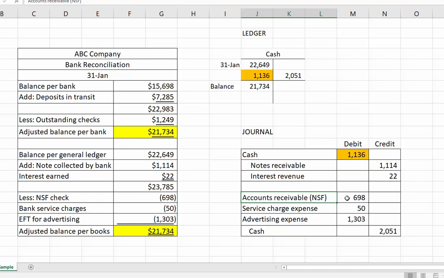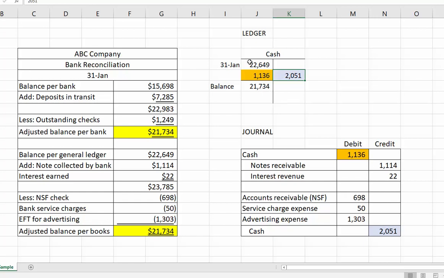We're debiting accounts receivable. We're debiting service charge expense for the $50 the bank charged us, and then we're debiting advertising expense for the $1303 that we paid for advertising. This credit is the three of those things added up. So we have a credit of 2051. Let's make that blue. That goes here, right? We post that as a credit to our cash.